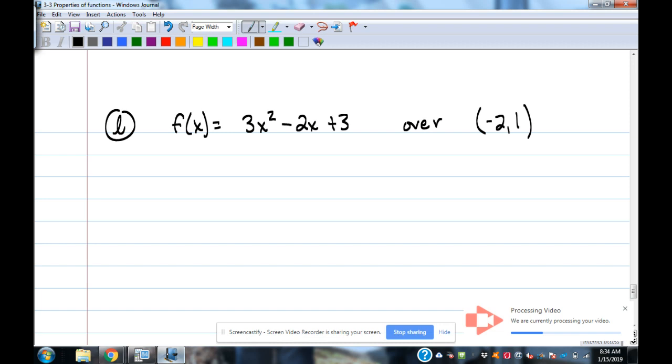Now, so we got the interval from -2 to +1 for this quadratic. We're going to write the equation of the secant line. So find the secant line. So what's the first thing that we should do?